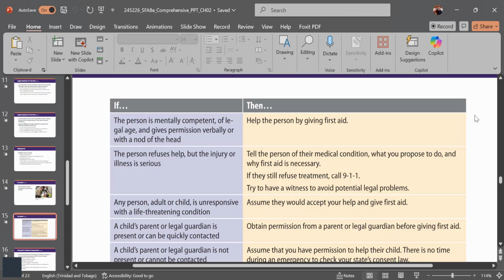Okay, you tell them this way: look, Jeff is bleeding and Jeff doesn't want me to provide care, or doesn't want me to help him. Any person, adult or child, who is unresponsive with a life-threatening condition, we utilize the concept of implied consent. We make an assumption that this person, if he or she was thinking clearly and logically, would accept your help.